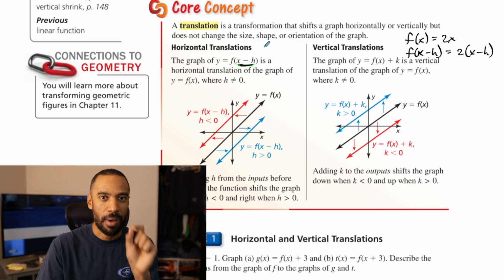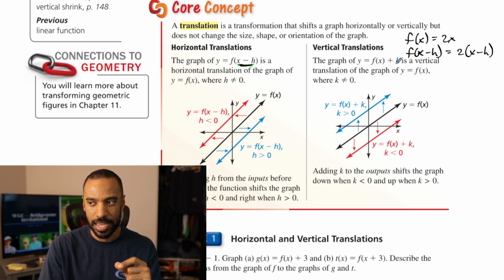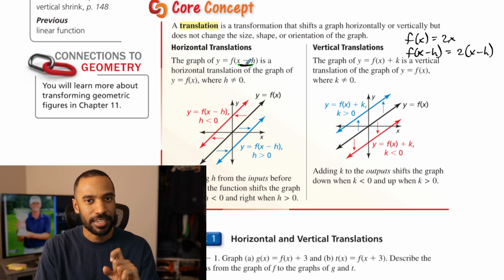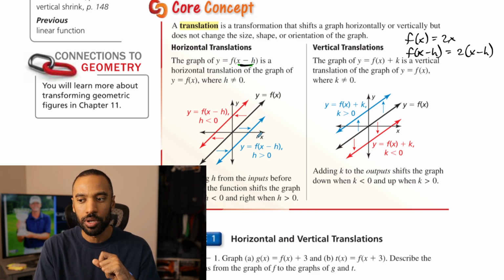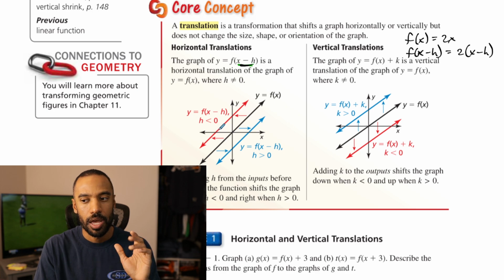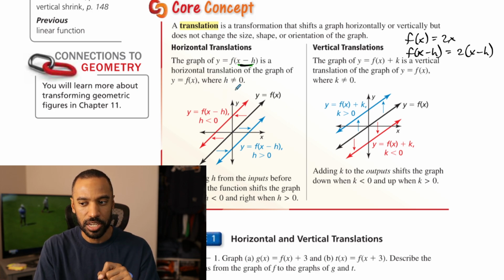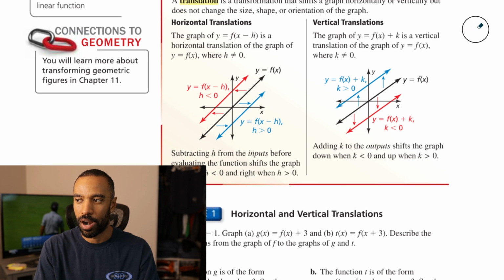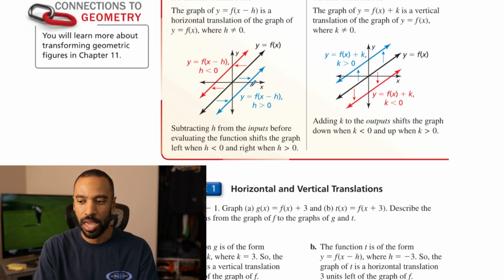Number two, it says minus h. Remember how this said plus k, and I said plus 4, you go up 4, minus 4, you go down 4? This says minus h in the formula, and yet they said h is the amount that you go, when it's positive, to the right, whereas when h is negative, this is how much you go to the left. But when h is negative, subtracting a negative becomes addition. Subtracting h from the inputs before evaluating the function shifts the graph left and right. And h has the opposite sign. It's the opposite sign. Whatever it says inside of there, you do the opposite of. And we're going to see these examples in full.